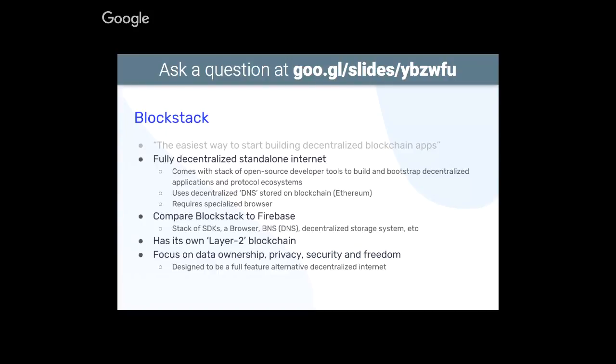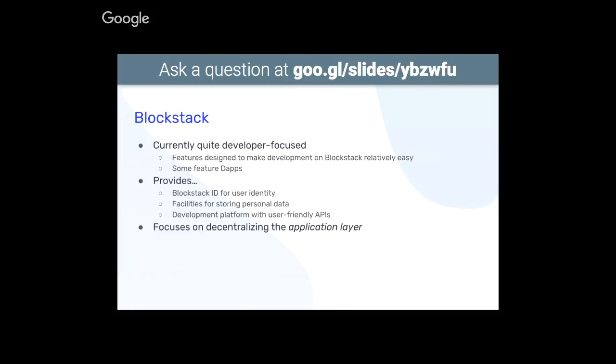A layer 2 blockchain is a blockchain that operates on top of another blockchain for optimization reasons. They have a big focus on data ownership, privacy, security, and freedom to interact across apps. So again, it's like a full-featured alternative decentralized internet. It's currently very developer-focused, with a lot of really nice developer tools trying to bootstrap apps in the Blockstack space. They have some featured apps, which are pretty cool. I highly recommend you check them out.